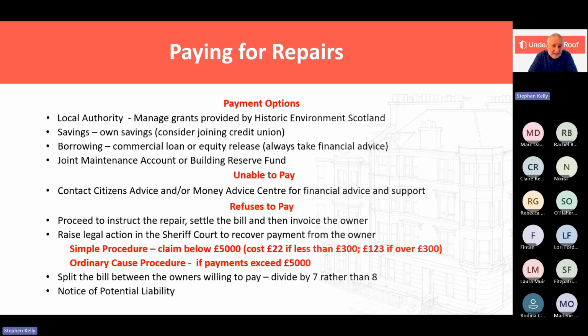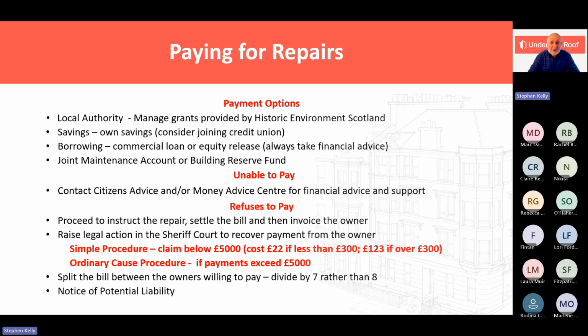Or depending what the bill is, you could just bite the bullet, split the bill between the owners willing to pay, divide by 7 rather than 8. I mean, it could be every share's £1,000. If you split that by 7, it's £170. Not ideal. It's going to stick in your craw, but it might be cheaper doing that than going to court for it and the fees it may be added on to it, because there's no guarantee you're going to be successful in your court case.